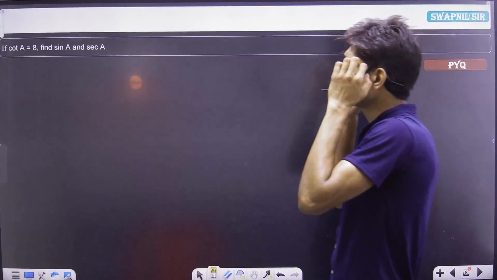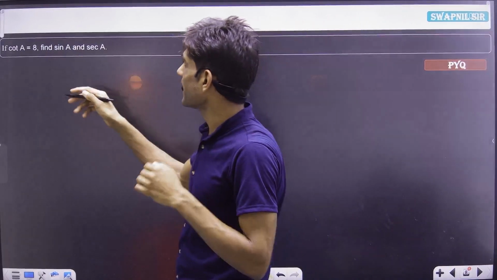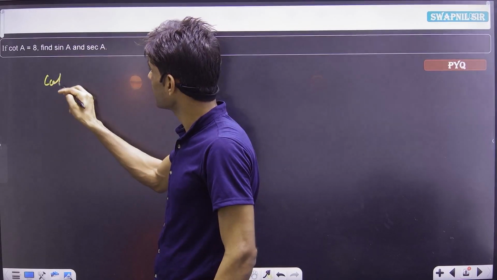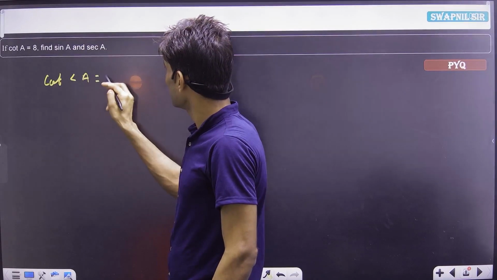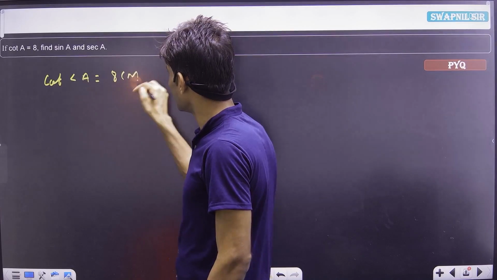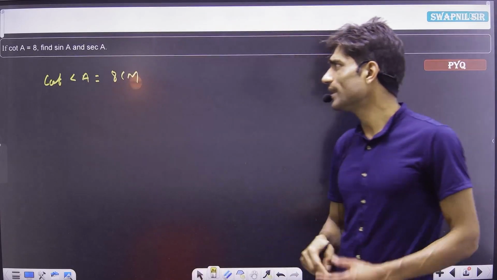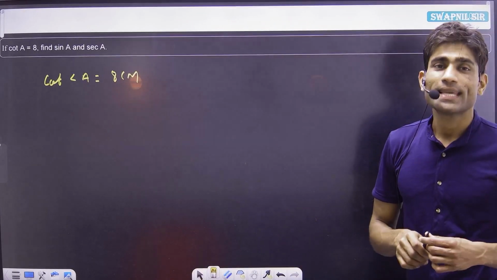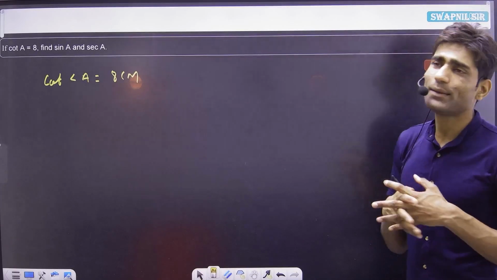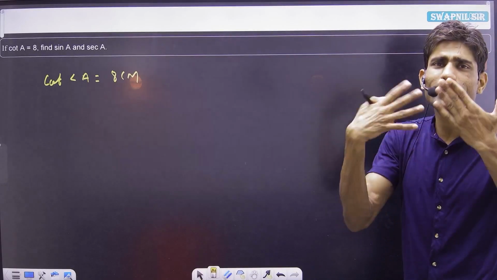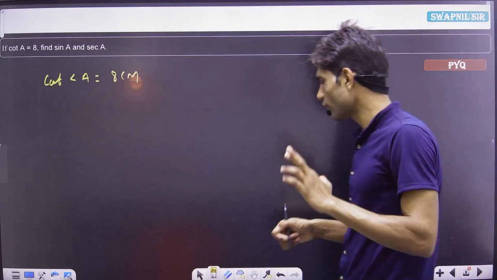In our next question, cot of angle A is given, which is 8 centimeter. Using the concept of cot of angle A, we have to find the remaining values. Okay, let's go for finding the solution.